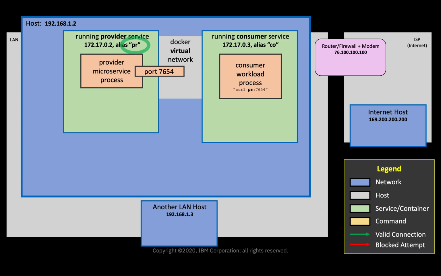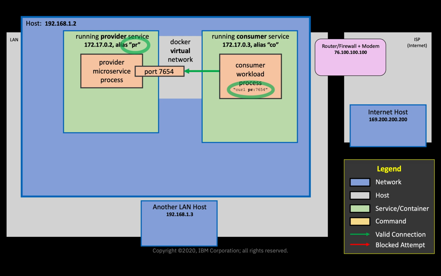So the running consumer service, which is the green box on the right, if it wants to reach the providing service, it can just use the name PR. So it could do a command like curl PR:7654 to reach port 7654 on that virtual private network.